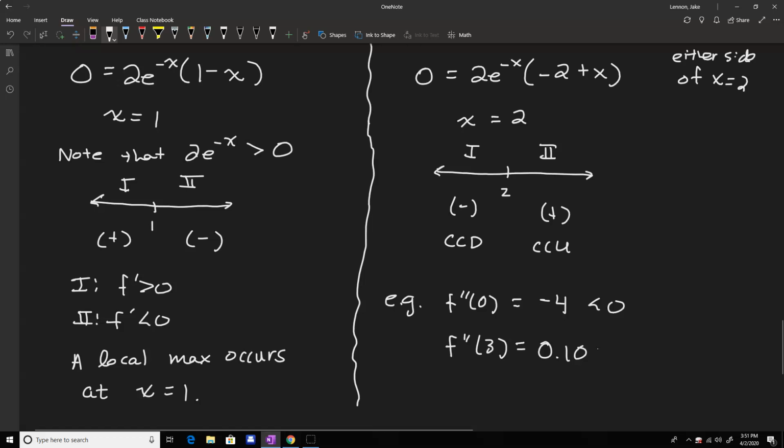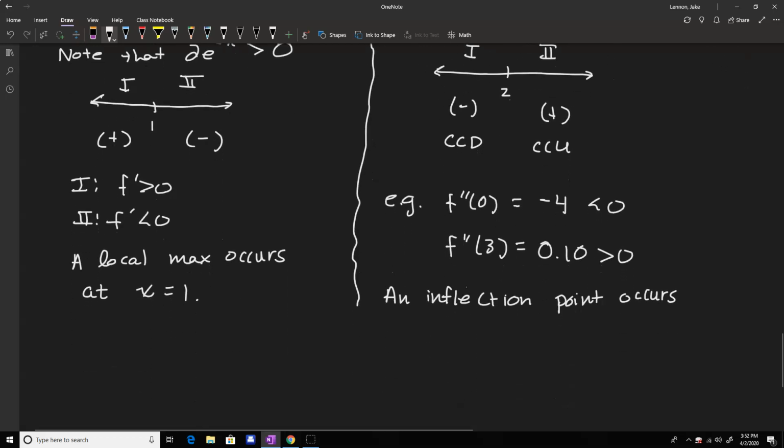So because the sign changes, basically we can say an inflection point occurs at x equals 2. And that is it for that problem. So again, the process is exactly the same, but just how tricky the derivatives become is kind of what makes the problems more or less difficult.